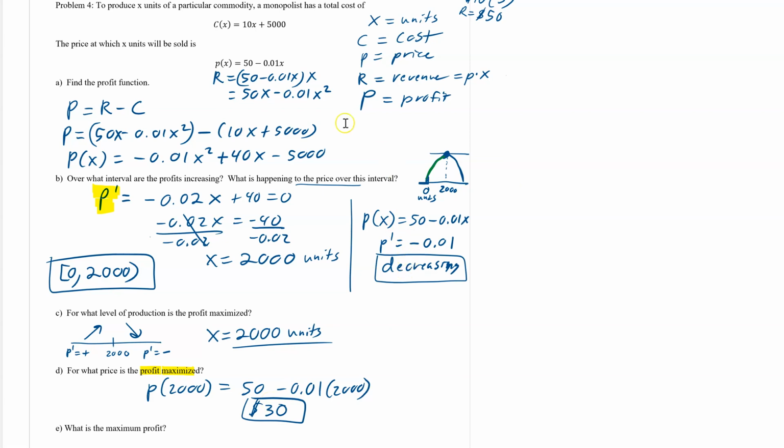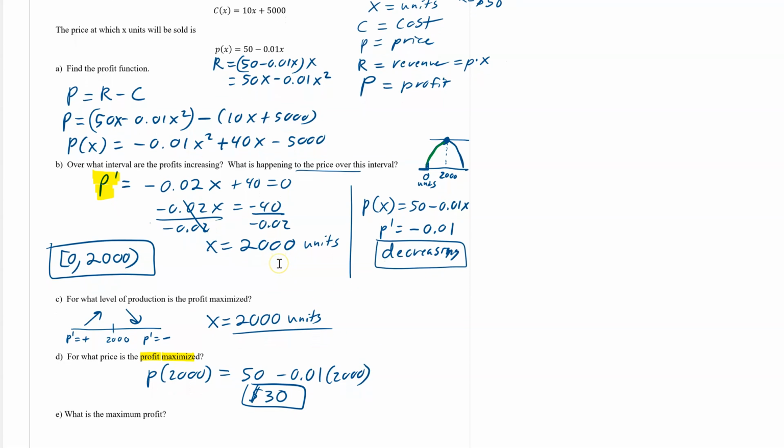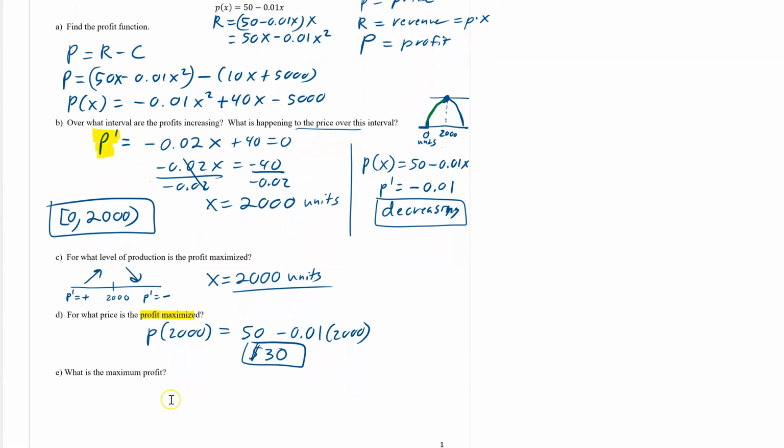So if we put all this together, the price is decreasing. If they take the price, which is $50 at 0 units, and they decrease it to $30, they will sell 2,000 units, which will maximize profit. And so then the last question is asking, what is that profit?